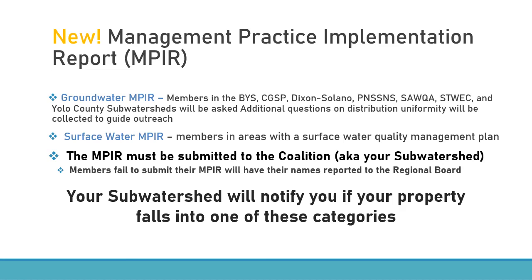Now, for members in areas with the Surface Water Quality Management Plan, these members will be required to complete a surface water MPIR. Both the groundwater and surface water MPIRs must be returned to the coalition, and members who fail to submit the report will have their names reported to the regional board. Your subwatershed will notify you if your property falls into one of these categories.